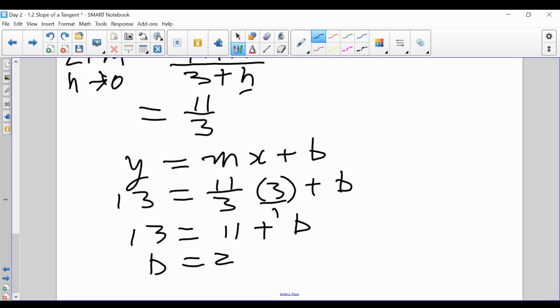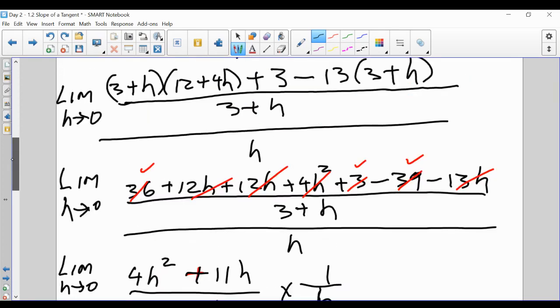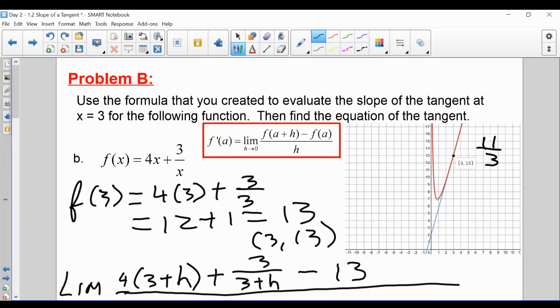Thank you, Adam. So here's my equation of my tangent line. y is equal to 11 over 3 x plus 2. And you can see from my graph that it does appear to be crossing the y-axis. The y-intercept does appear to be 2. So there you go. We have the equation of the line.